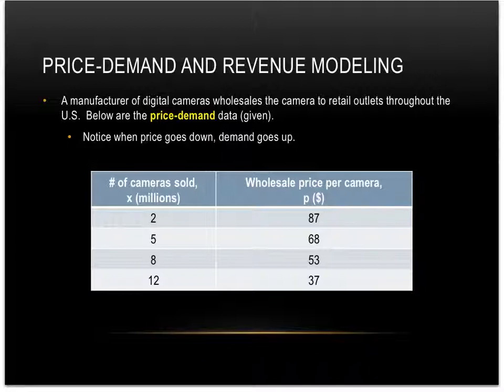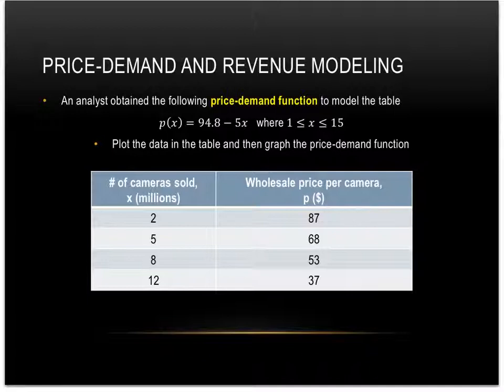Below are the price demand data given. And if you notice, when price goes down, demand goes up. Makes sense. I'm going to buy more when things go on sale, right? An analyst so nicely gave you this price demand function. So this is in that form, maybe moved around, the mx plus b.